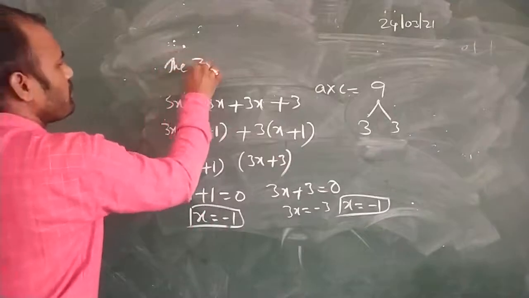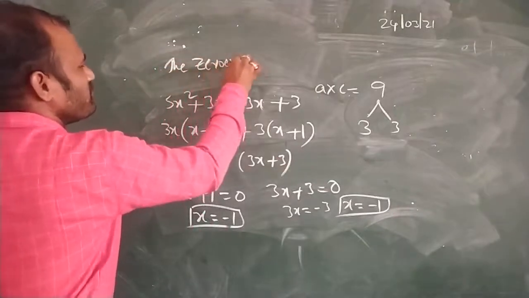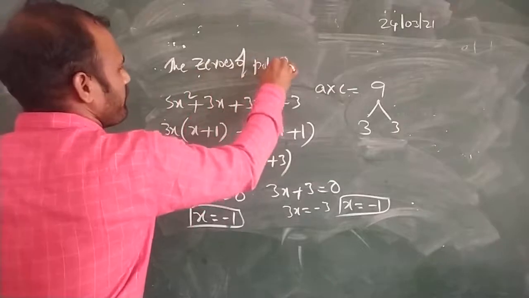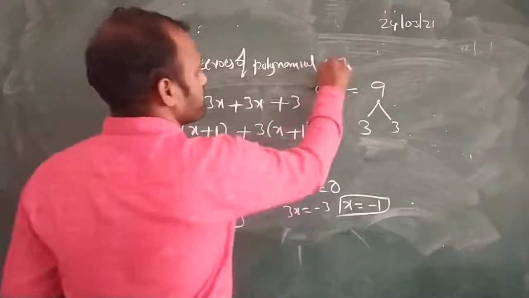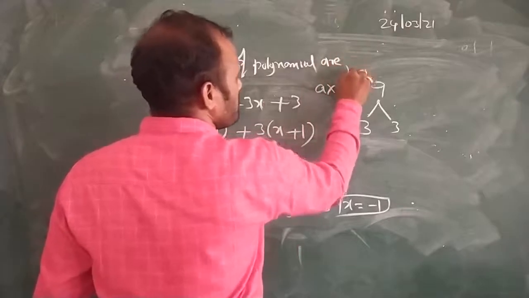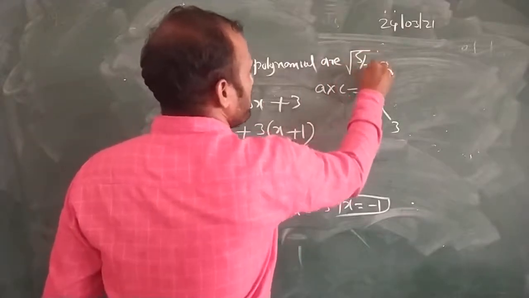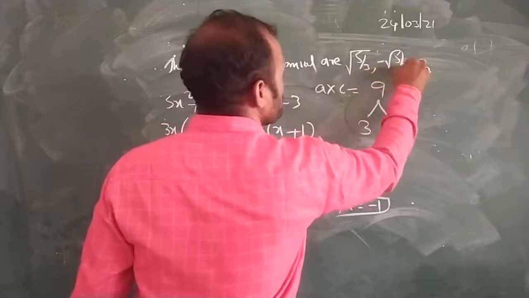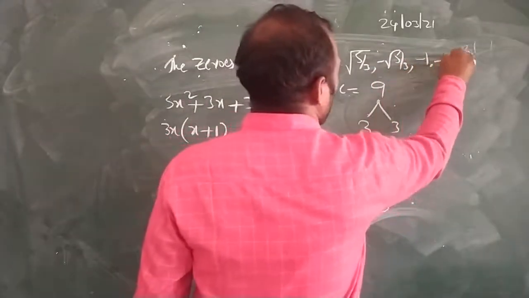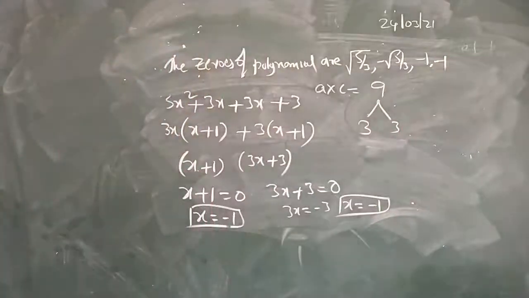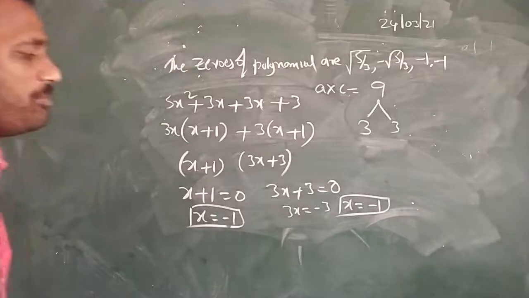Therefore, the zeros of the polynomial are root 5 by 3, minus root 5 by 3, and minus 1, minus 1. So these are the 4 roots. Since we have degree 4, it will have 4 roots.